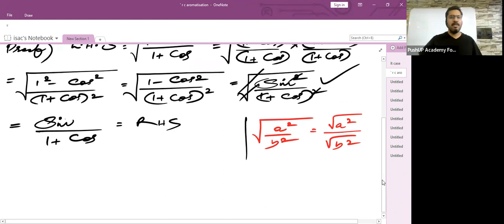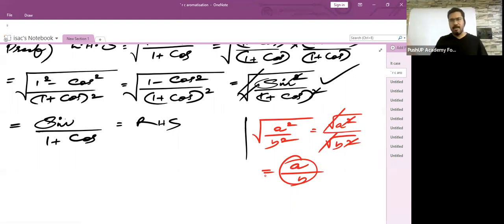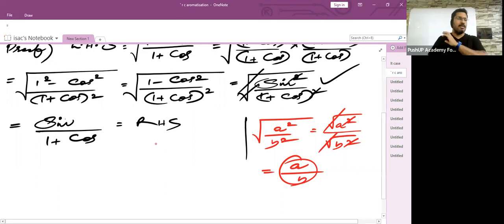This can be written as square root of a square divided by square root of b square, which can be further simplified. Square root and square cancel, you are left with a. Square root and square cancel, you are left with b. So what is the answer? A upon b. This is how the calculation happens in the background. Now, every time you cannot show every other step, isn't it? You cannot show all the steps in the exam. So at times, you can just do the calculation directly in your mind and write the final answer.